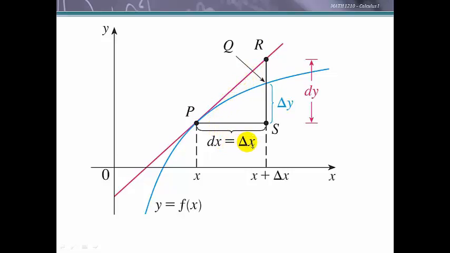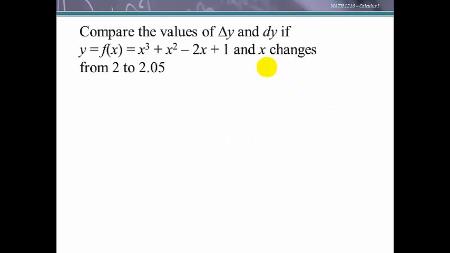So as we look here, our delta x and our dx are the same, and dx is called a differential. Our delta y is how much, as we moved over by delta x, the function changed, but our differential dy is how much the linear approximation changed. And we saw that our dy equaled f prime of x dx. So let's go ahead and look at an example to see how we would use this.